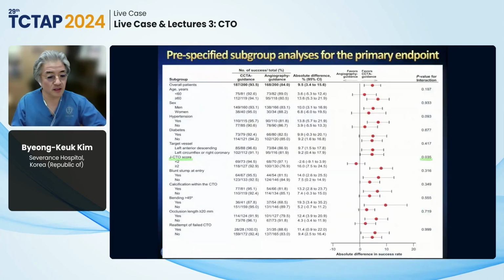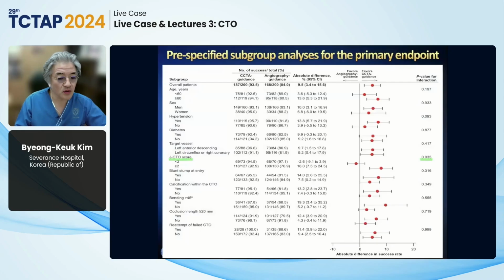When you look at the subgroup analysis of the CT-CTO trial, the impact of pre-procedural CCTA on success rate was consistent across the subsets, except for the J-CTO score. The success rate for patients with a J-CTO score greater than 2 was significantly higher in the CCTA-guided than in the angiography-guided group, with a significant interaction.